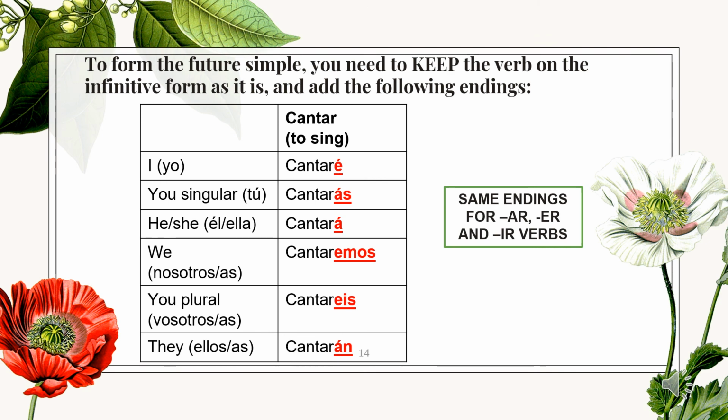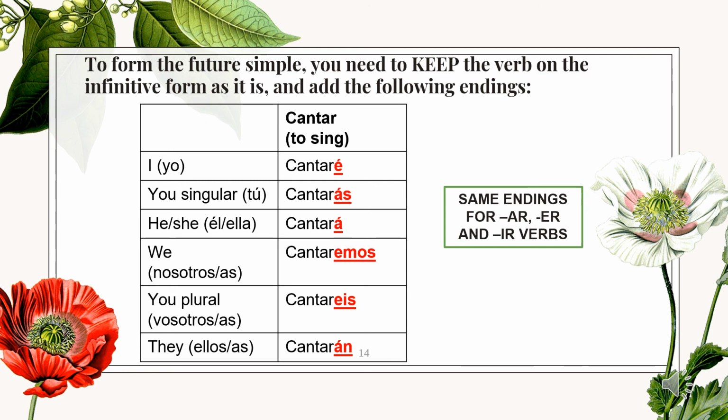To form the future simple, the will form, I will sing, you need to keep the verb on the infinitive form as it is and just add the following endings. For the I form, you would just add an E with an accent. So cantaré. You singular, cantarás. He or she cantará. We cantaremos. You plural, cantaréis. They cantarán.